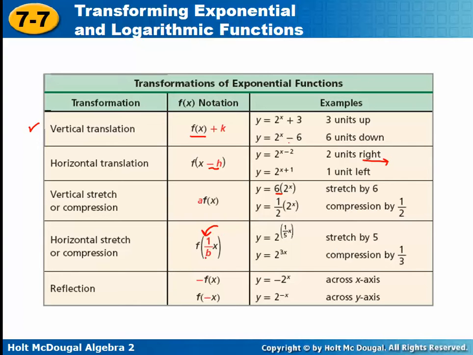And it's 1 over what you want to stretch or compress it by. So a stretch by 5 along the horizontal axis would be 2 to the 1/5 x, might be written as x over 5, and a horizontal compression by 1/3, the reciprocal of 1/3 is 3, so that would be 2 to the 3x.